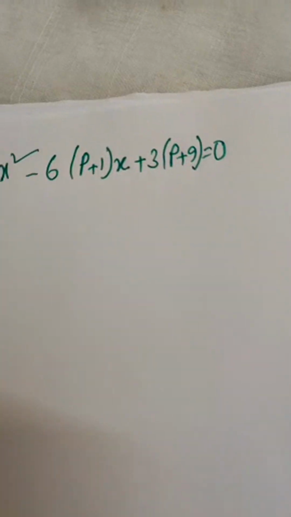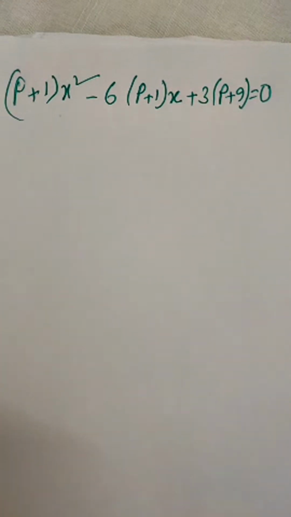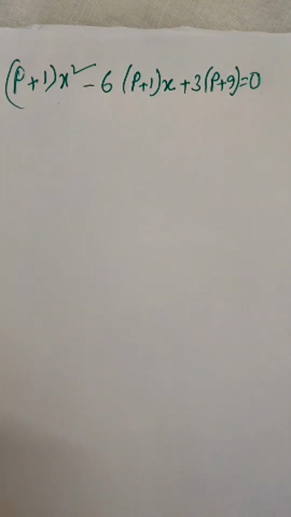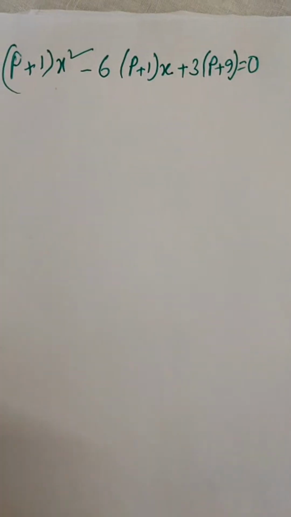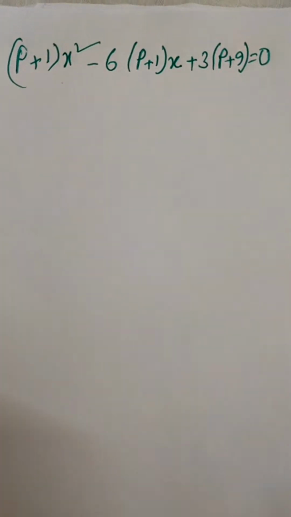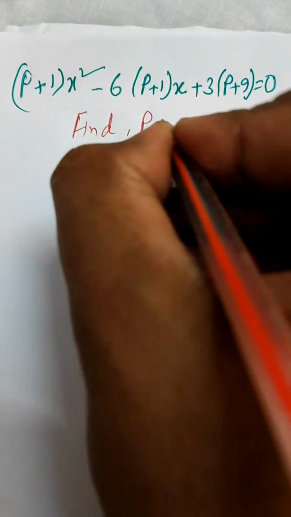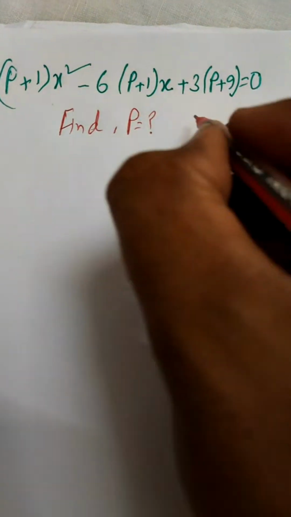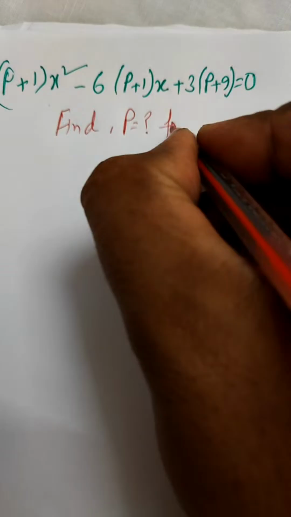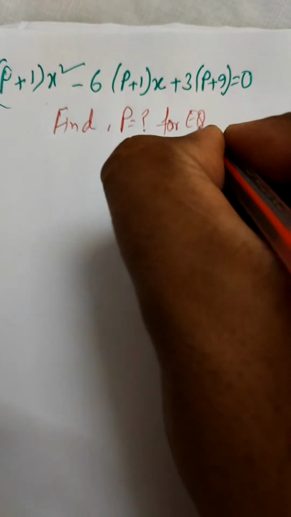This equation is given to you, right? Now what we need to do is find the value of p so that the given quadratic equation has equal roots. So we need to find p for equal roots.